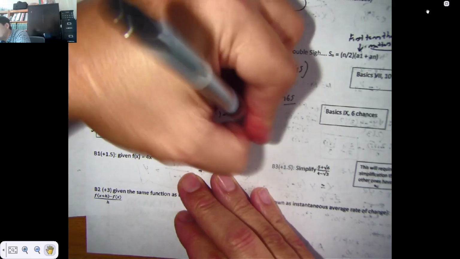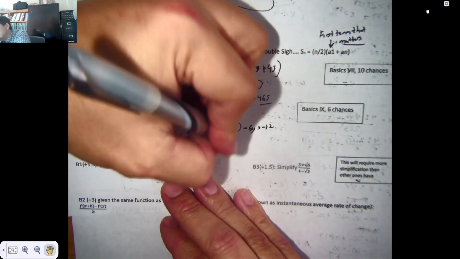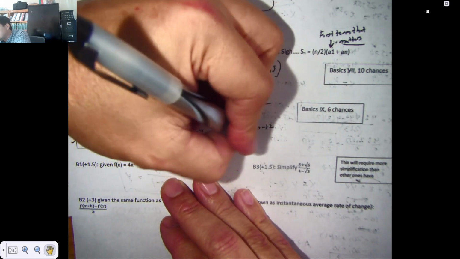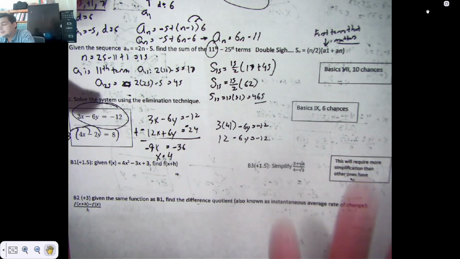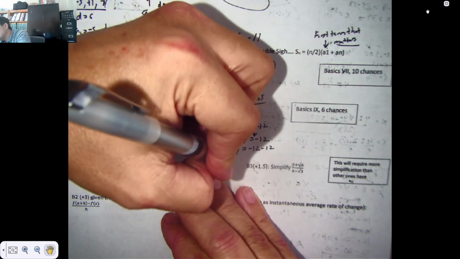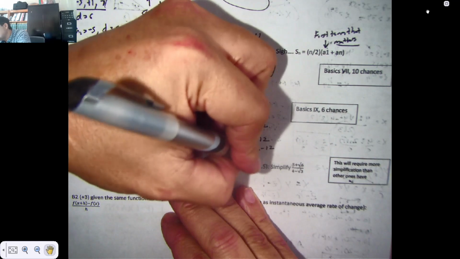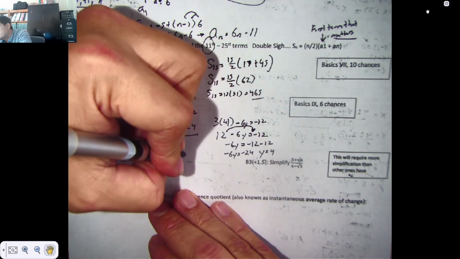3 times a 4, because x is 4, minus 6y is negative 12. That's going to be 12 minus 6y is negative 12. And I can think of more than one kid who did this and then screwed up. When you jump equality, your sign changes. You have negative 12 minus 12. So negative 6y is negative 24. And the y value is also 4. So I have my nice little ordered pair.